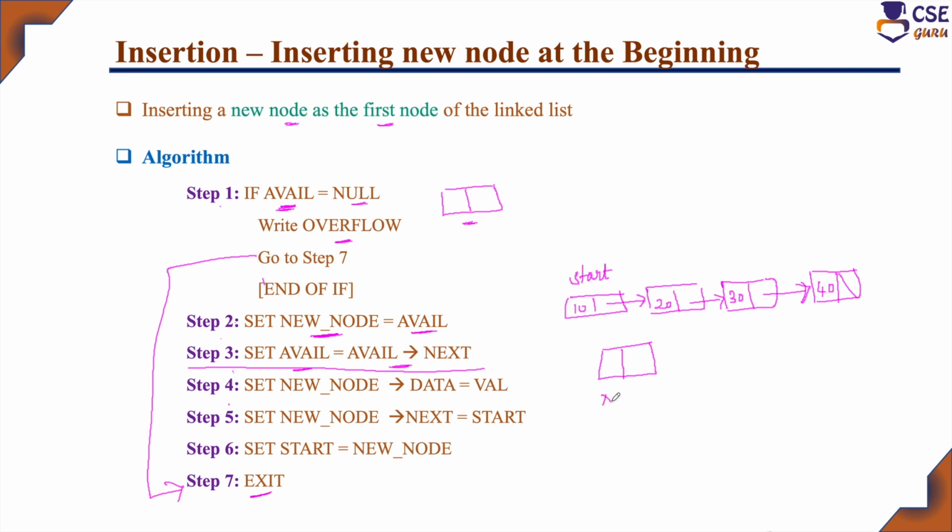Next, this will be considered as the new node. Now new node of data, whatever value you want to insert, you place it. Suppose I am placing 15 here; the element you have to place in the data part. And new node of next, this is the next pointer. New node of next, mark it as start. You have to connect it to start now. And then start is equal to new node. Now start is pointing to node 10. After inserting this new node, now start you have to mark it as new node.